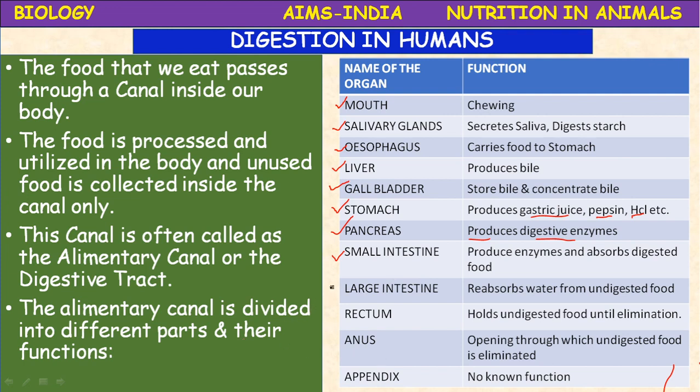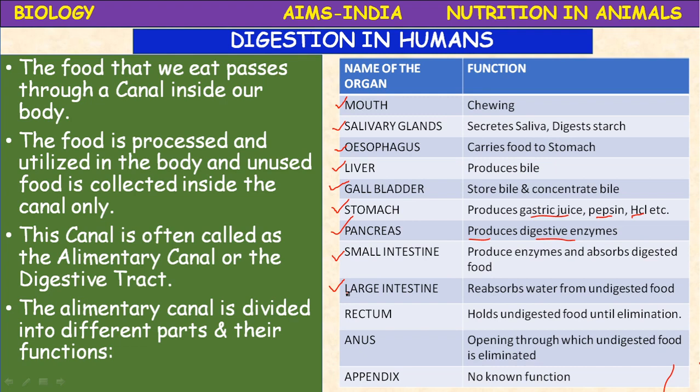Next, large intestine. There is no process of digestion in the large intestine. Mainly reabsorption of water present in the digested food takes place. Whatever undigested food remains after the small intestine has absorbed the digested food contains water, and that excess water is absorbed in the large intestine. That is the main function of the large intestine.